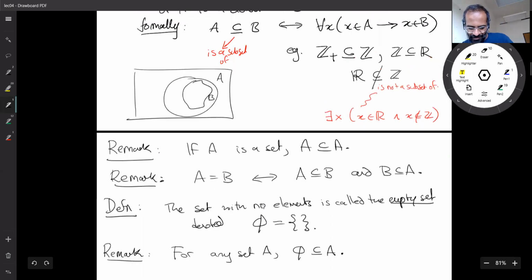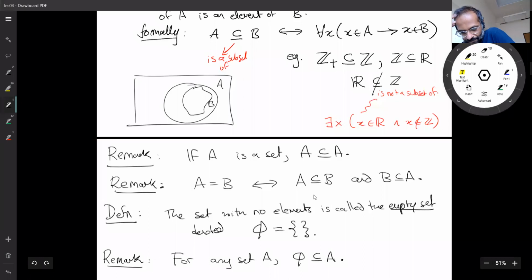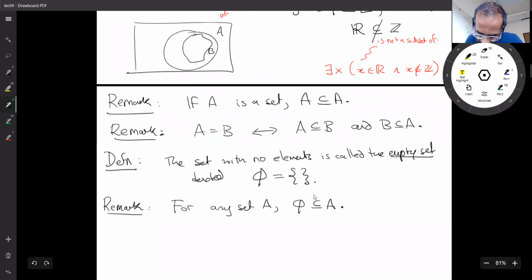So can somebody looking at the definition see why that's true? Every element in the empty set is in every other set because this set has no elements. Exactly. The empty set doesn't have any elements. So it's true that for every X, if X is in the empty set, then it's in A because it's never in the empty set. Logically, for every X, X is not in the empty set.